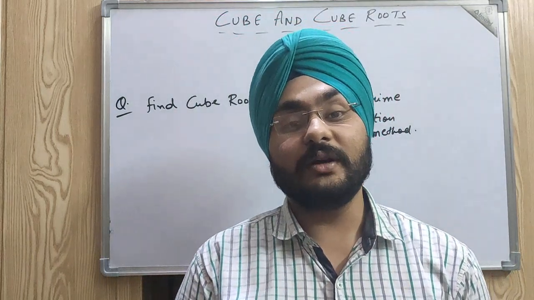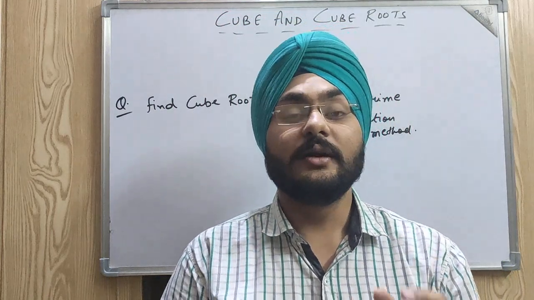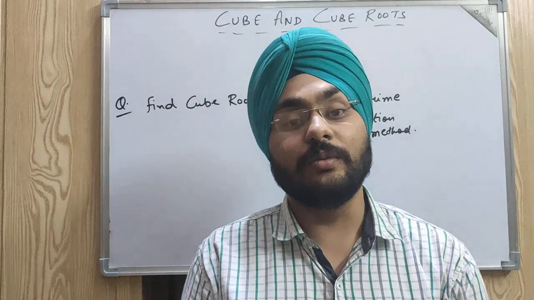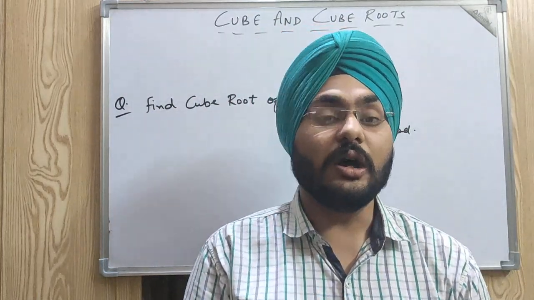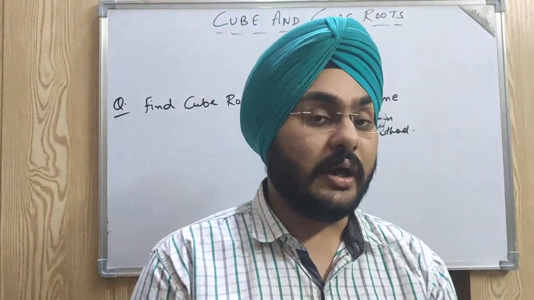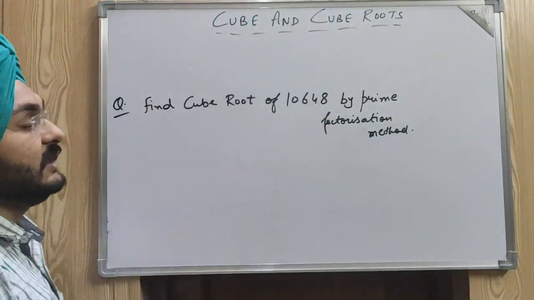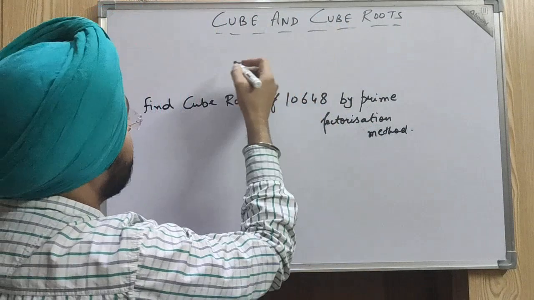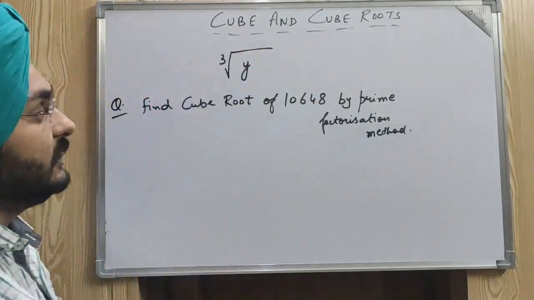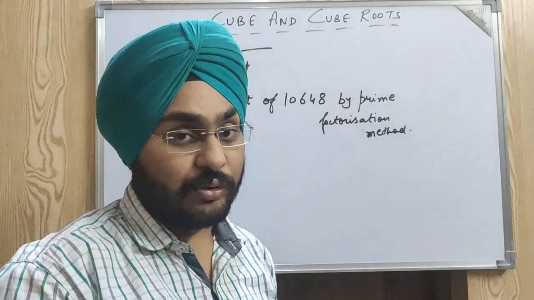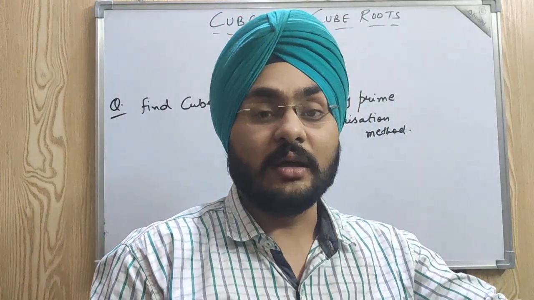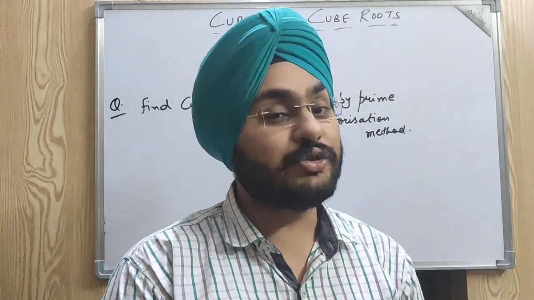In the previous video I discussed how to check whether the given number is a perfect cube or an imperfect cube. Now we'll be finding cube roots. Firstly, coming to the basics of cube roots, the cube root is written with this sign. In this way we'll be writing the cube root. Basically it is known as the third root of y, or the third root of the number which you are taking.